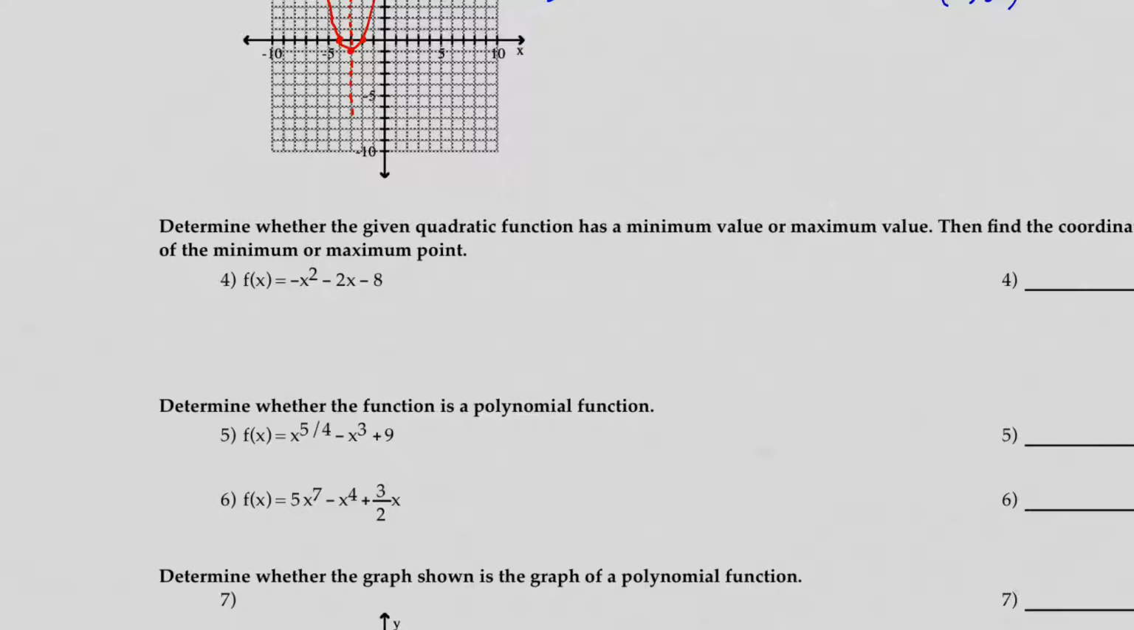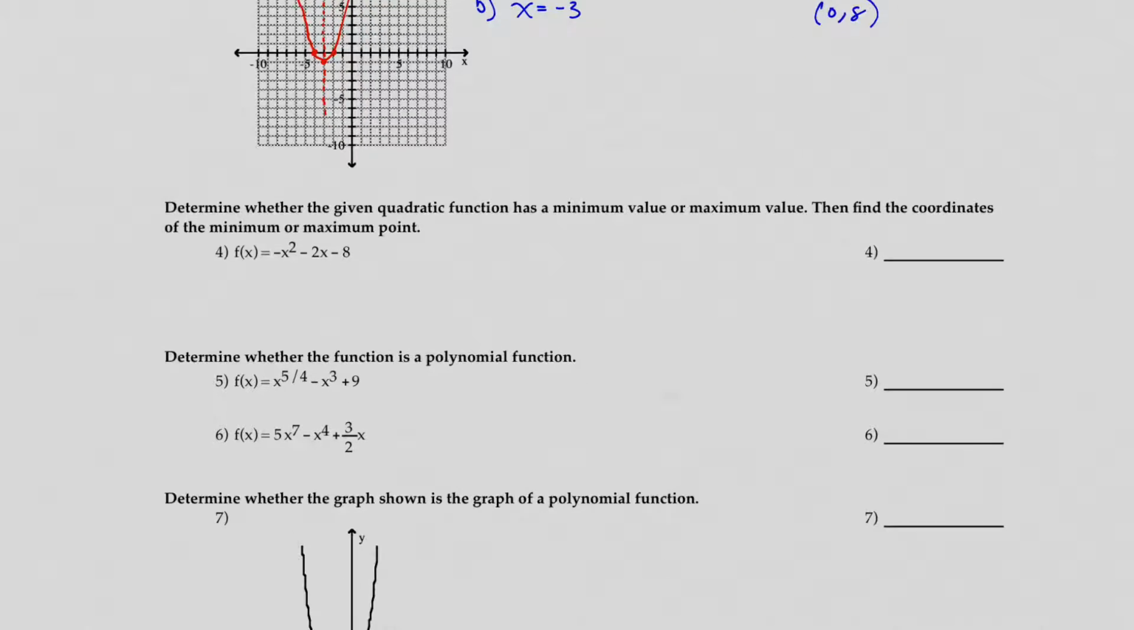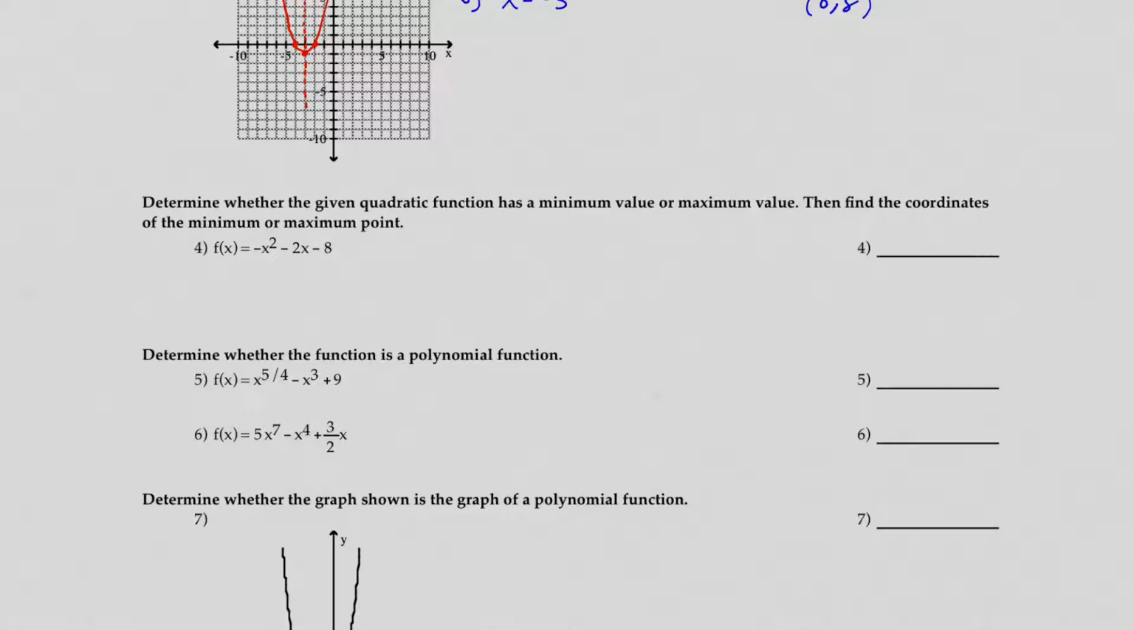Okay, our next section would be number 4. We're still working with quadratics here, as this is asking for maximum and minimum value. Okay, so remember, minimum value happens when the quadratic opens up, and opening down will create a maximum value. So all you have to do is look at the end behavior.